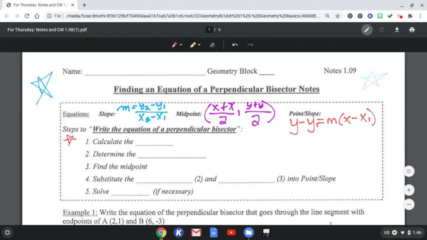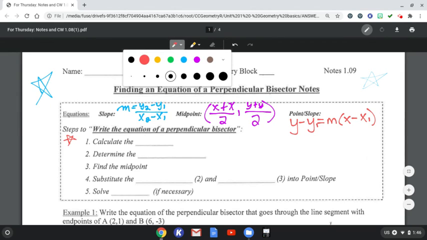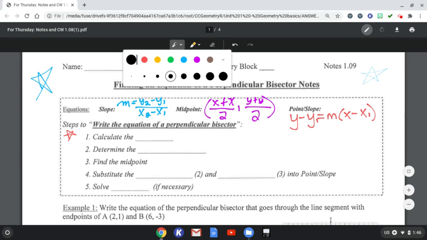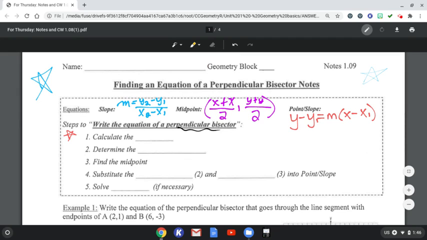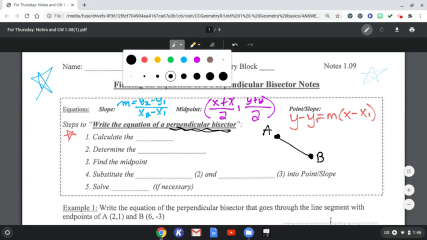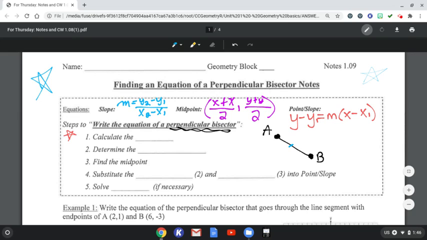So here's a step-by-step process to do these questions. I know some of you do well with being told what to do first, second, third, and so on. But when you're asked to write the equation of a perpendicular bisector, let's just think about what those words mean to us. We're going to be given two ordered pairs for a segment. Let's say that segment is AB. And we're going to have to be writing the equation of a line that cuts that segment in half, and a segment that runs perpendicular to it.